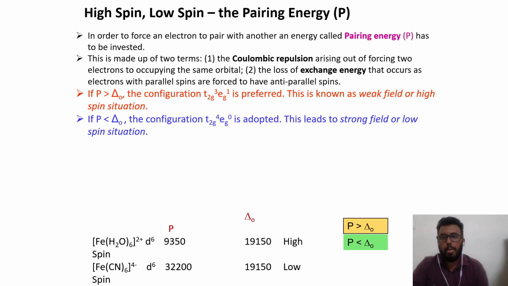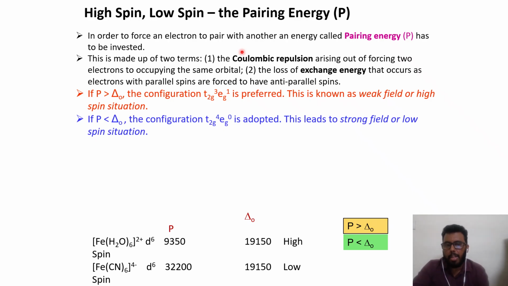And now, pairing energy. This is an important concept. There are only two situations. I will explain that one. But what do you mean by pairing energy? It is the energy that is required to force an electron to pair with another electron in the same orbital with the same energy. Whatever the energy required, you need to supply that energy for an electron to occupy the same orbital where another electron is present. That is called pairing.